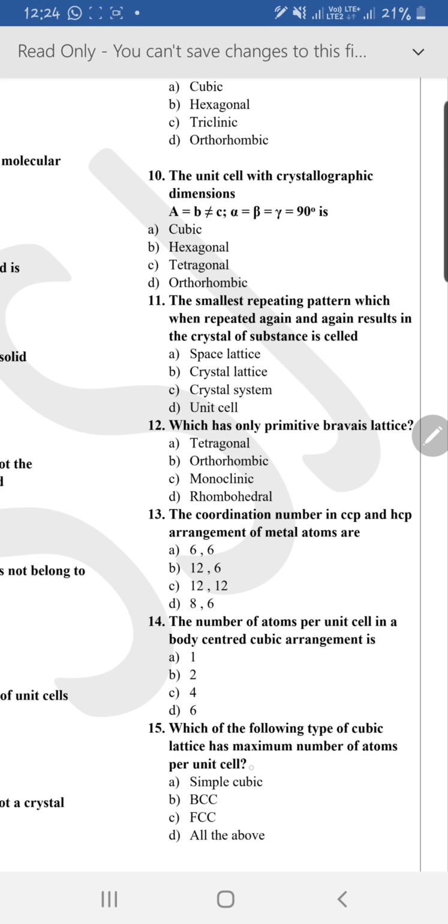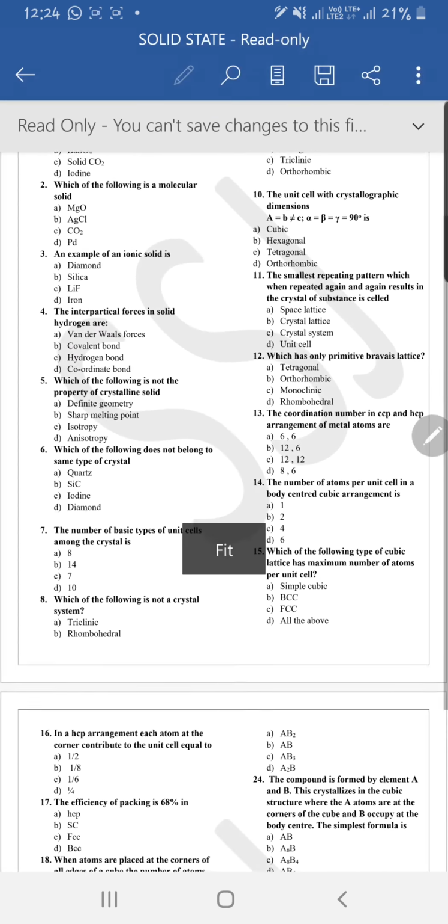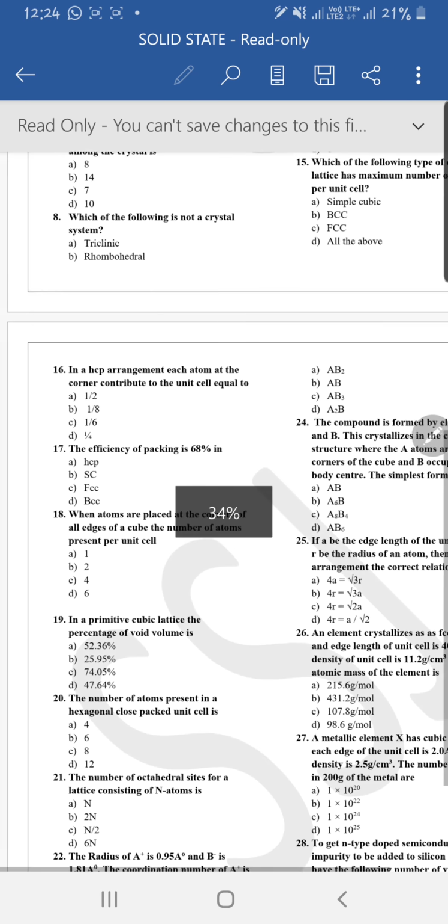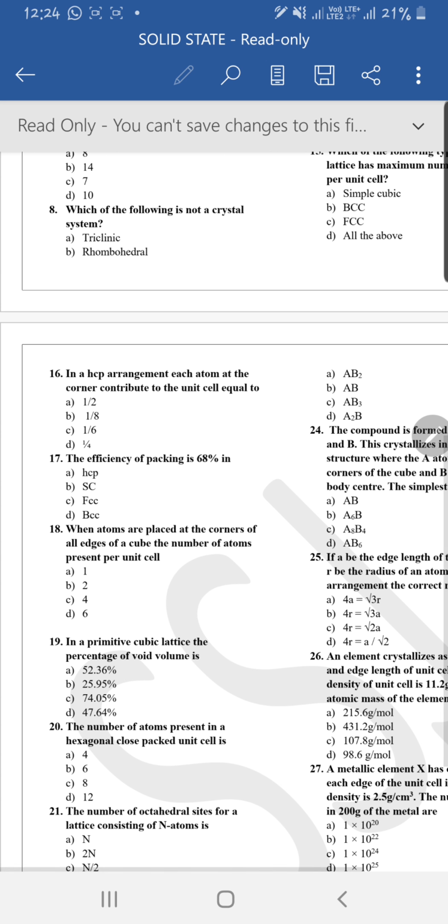Which of the following types of cubic crystal has a maximum number of atoms per unit cell? The number of atoms in a simple cube is 1. That of BCC is 2. That of FCC is 4. Therefore, the answer is 4. That is nothing but FCC. Therefore, among the 15 questions, I hope you don't have any problem in answering these questions at all.